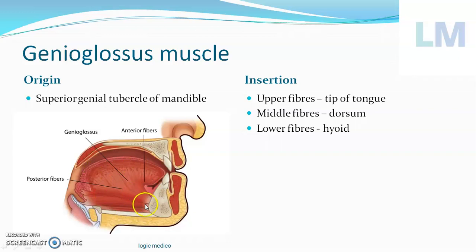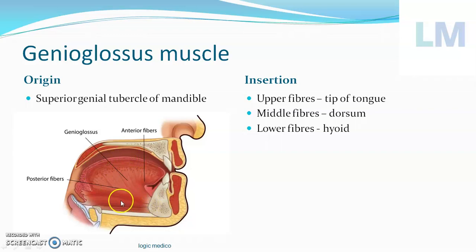Now the genioglossus takes origin from the superior genial tubercle of the mandible. It fans out like a China fan, into three fibers. The upper fibers are also called anterior fibers, the middle fibers or intermediate fibers, and the posterior fibers. As you can see, the upper fibers or anterior fibers are going towards the tip of the tongue, that is the insertion. The middle fibers or intermediate fibers are going to get attached to the mucous membrane of the dorsum of the tongue.